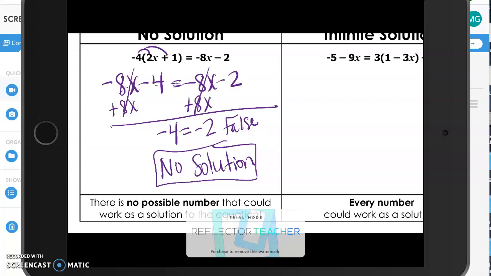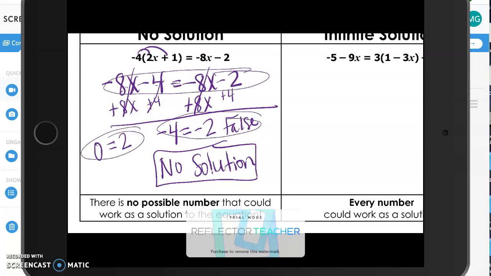If you would have done the shortcut and added 8x and at the same time added 4, what you would have is 0 equals 2, which is still a false statement. So some of you will get here and realize it. Some of you will solve to get this, and some of you will solve to get that. Any of those three things tell you that there is no solution. It is impossible to make that equation work.